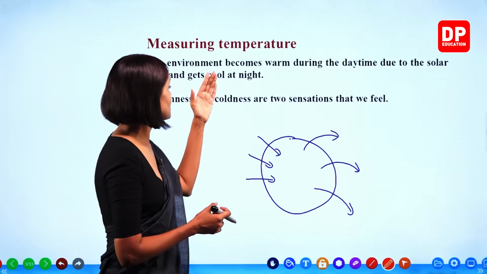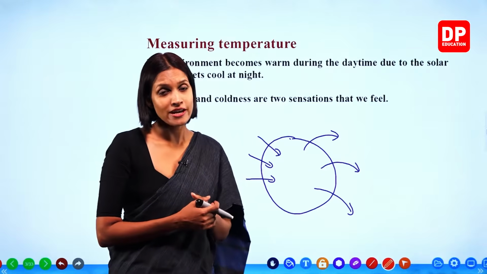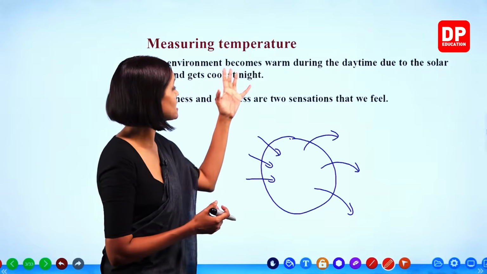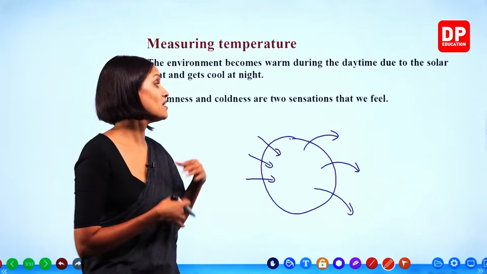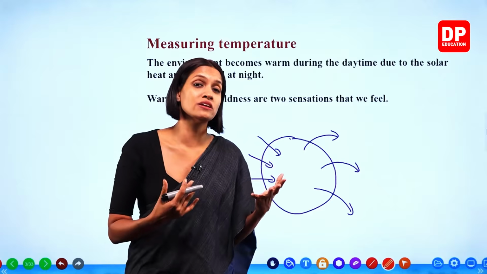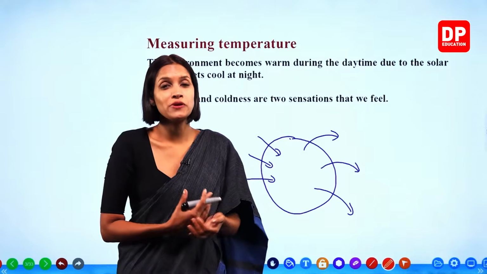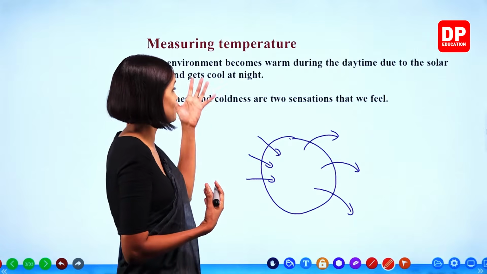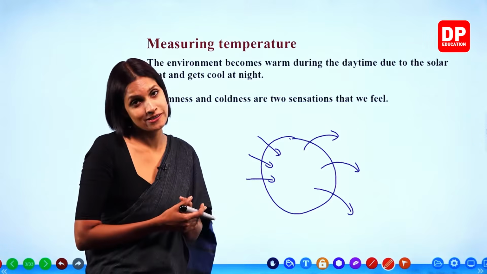Warmness and coldness are two sensations that we feel, right, children? When the outside environment is very hot, we say that it's very warm. During the night time, when the environmental temperature is lower, we say that it's very cold.